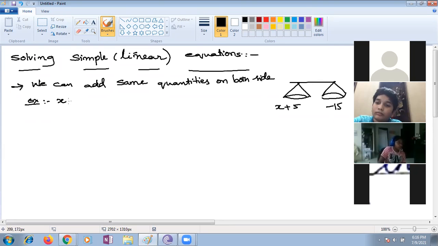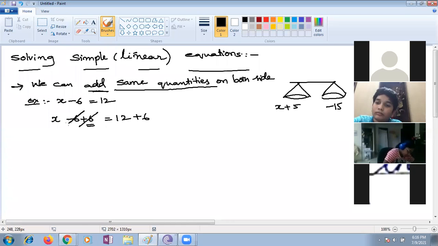Suppose x minus 6 is 12. So I'm going to add here. What did I say, children? Add the same quantities on both sides. I'm adding plus 6 on both sides. So what happens here? This minus 6 and plus 6 becomes 0. This is nothing but 18. The x value, the variable value, is nothing but 18. This is the first thing, children.